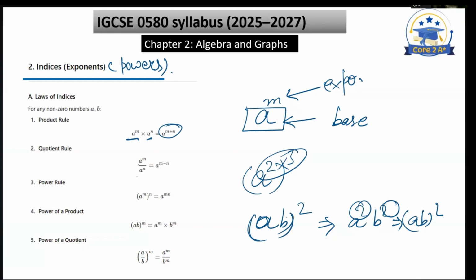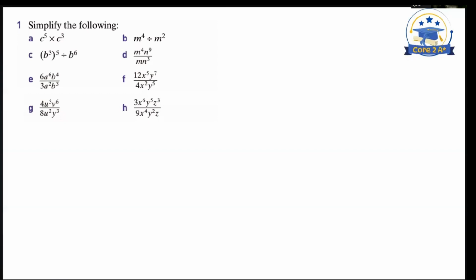Okay, power of a quotient. Suppose something is in A upon B form, some fraction, and we have only one power, but the parenthesis is for both, for the numerator as well as for the denominator. So we will distribute it over the numerator and the denominator. Okay, let's solve some questions based on that, then you will get better. So here are some questions.